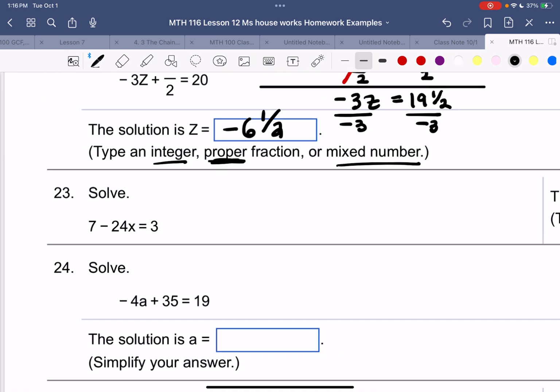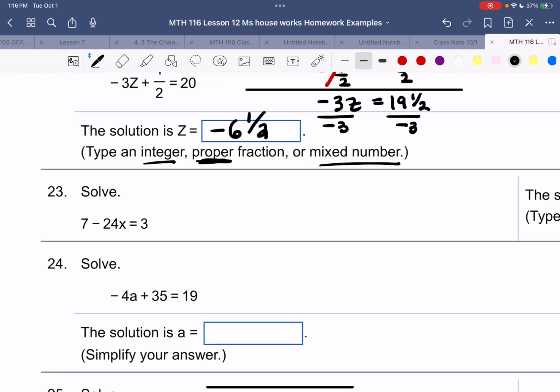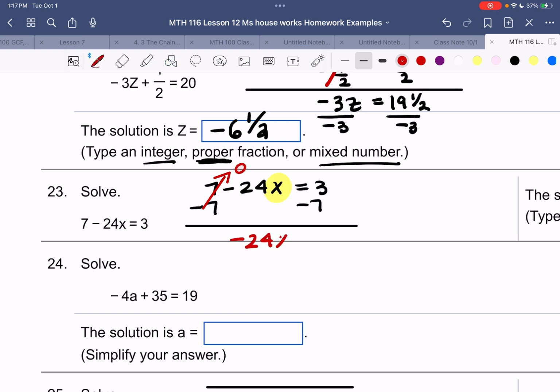Okay. Number 23. 7 minus 24x equals 3. My goal is to isolate the x, so I'm going to subtract a 7 first. 7 subtract 7 is a 0. I'm left with -24x equals -4. 3 subtract 7 is -4. Pay attention to what operation you're doing. Divide that by negative 24.